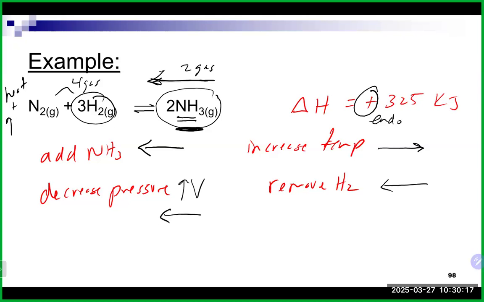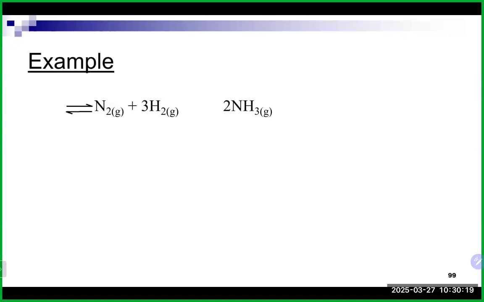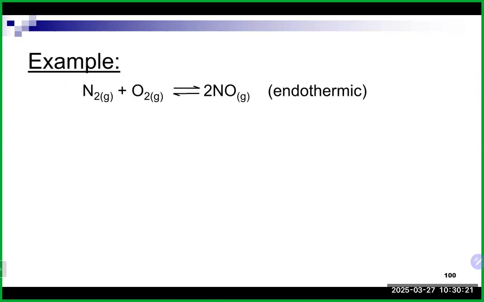Yeah. All right, one last one here, perhaps. There we go. All right, so you don't have a coefficient, make sure you do there.